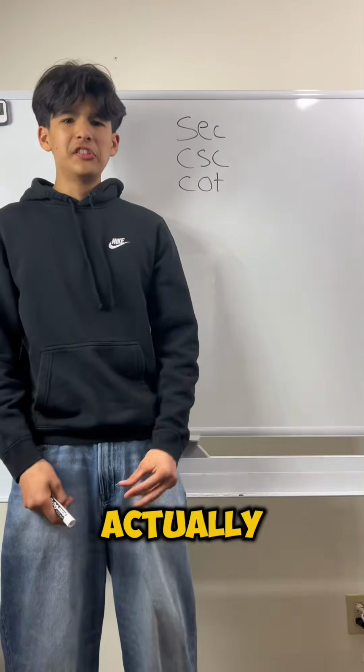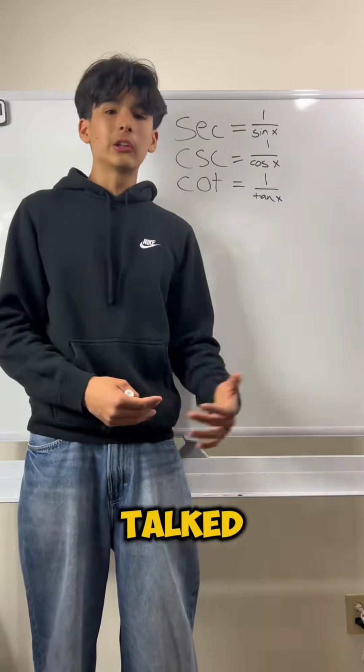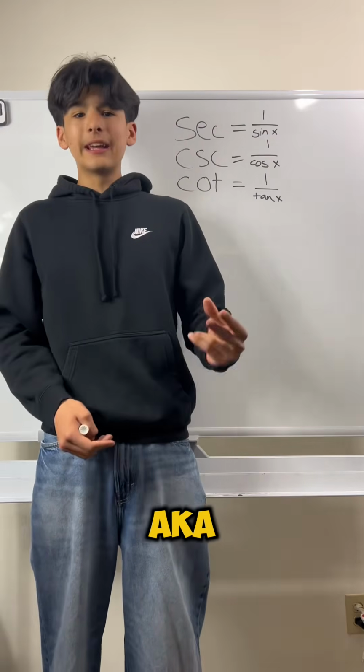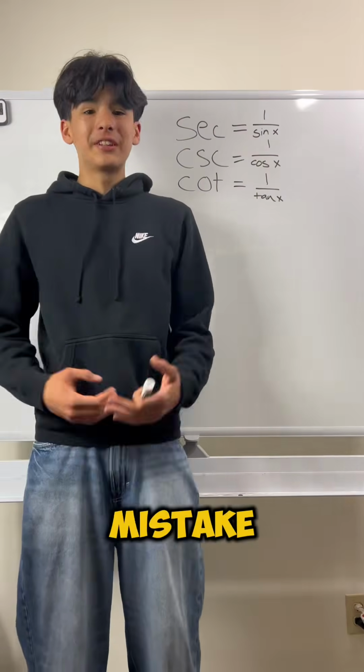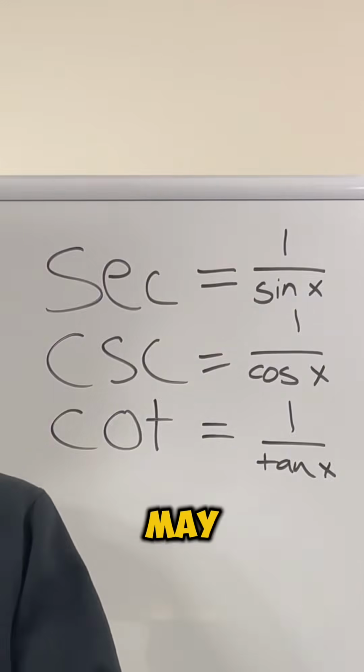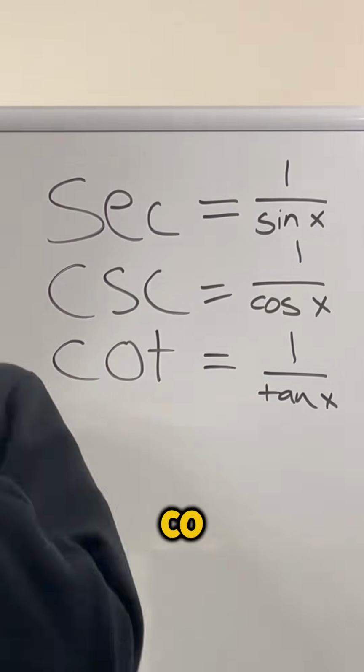Well, they're actually just the reciprocals of the functions that we already talked about, sine, cosine, and tangent, aka 1 over those functions. But wait, there's a common mistake here. You may think that secant may match up to 1 over sine of x, and cosecant might match up to 1 over cosine of x.